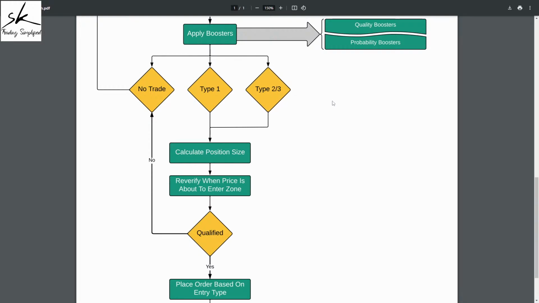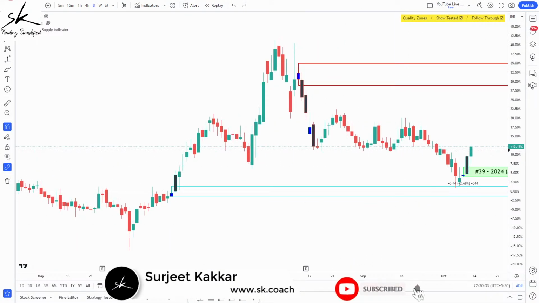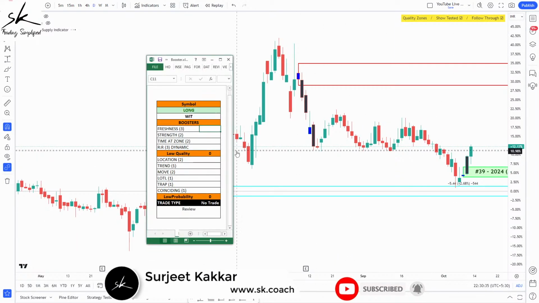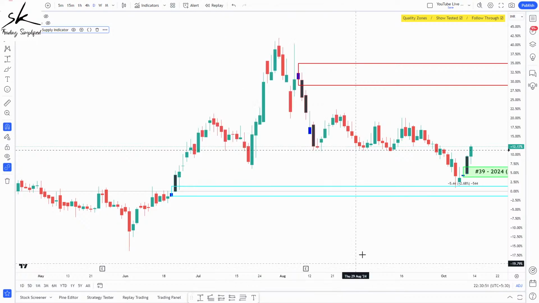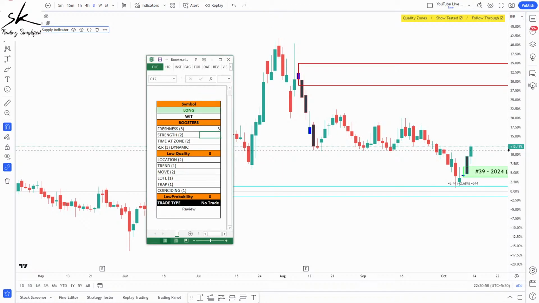So now that we know we have a qualified zone, still we can't trade it blindly. The next step is to do the booster scoring. The very first one is freshness. We can see the zone is fresh, which gets a score of 3. Now talking about strength, I have said this many times that on the daily time frame, even for a single leg out pattern, I use good as my strength. If I change it to explosive, you will see the indicator will not mark it. So we understand that we have a good move, but we don't have an explosive move. And for a good move, I can definitely give it a score of 1.